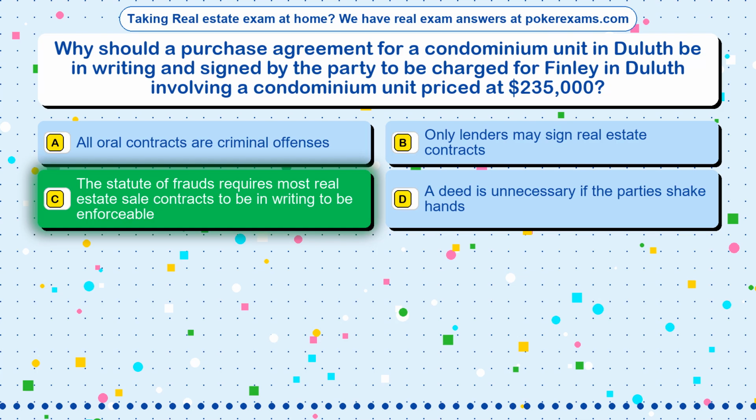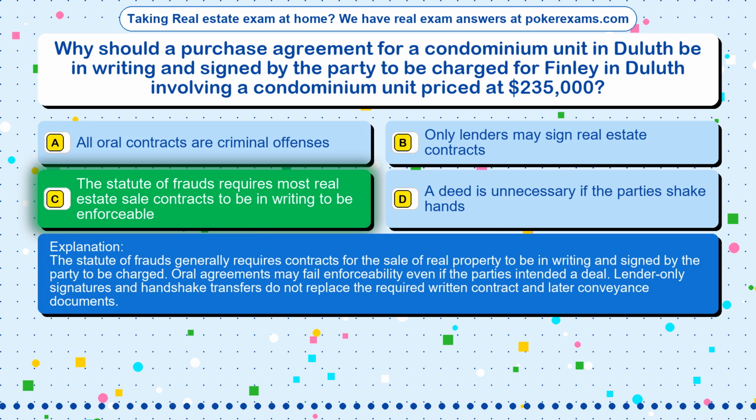The correct answer is option C. The statute of frauds requires most real estate sale contracts to be in writing to be enforceable. The statute of frauds generally requires contracts for the sale of real property to be in writing and signed by the party to be charged. Oral agreements may fail enforceability even if the parties intended a deal. Lender-only signatures and handshake transfers do not replace the required written contract and later conveyance documents.